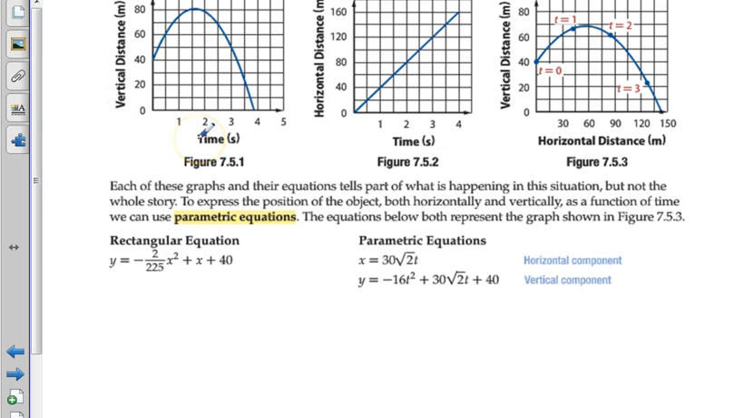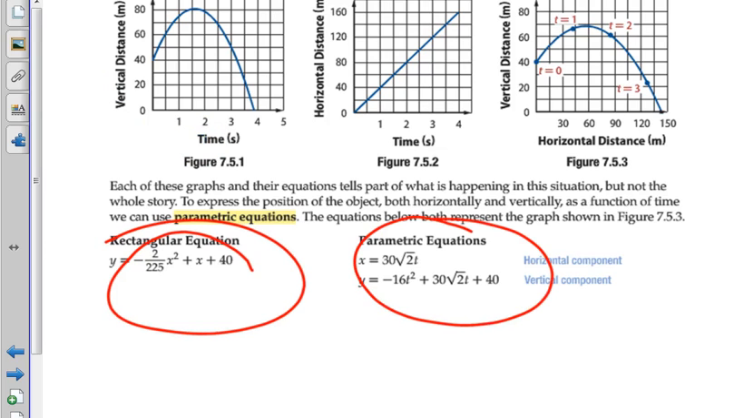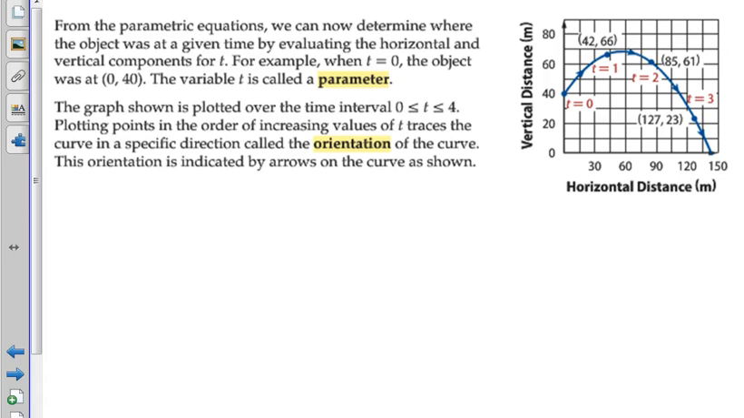All right, a rectangular equation has x and y. Parametric equations are both in terms of t. X is in terms of t and y is in terms of t. The example we just talked about, t was time, but it's not always time. They will use the variable t all the time, always, not just for time.